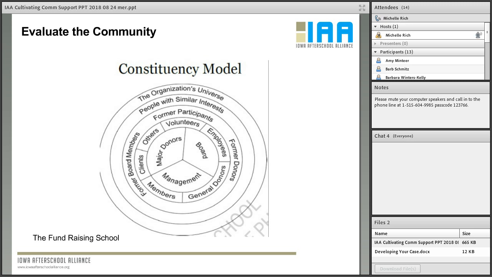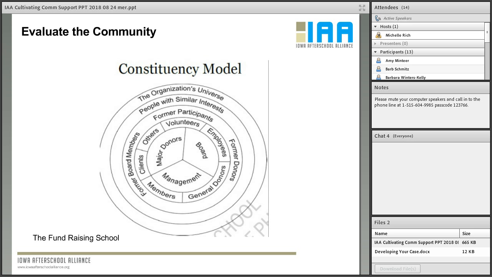You can see that the outer ring is the organization's universe. This is all potential people that you could ask, so it's very large, most likely. It's probably your community at large that fits into your universe. And then as you follow through the rings to the center, you're getting closer to sharing values with these people. And most likely your inner circle are people that are already engaged with your organization.